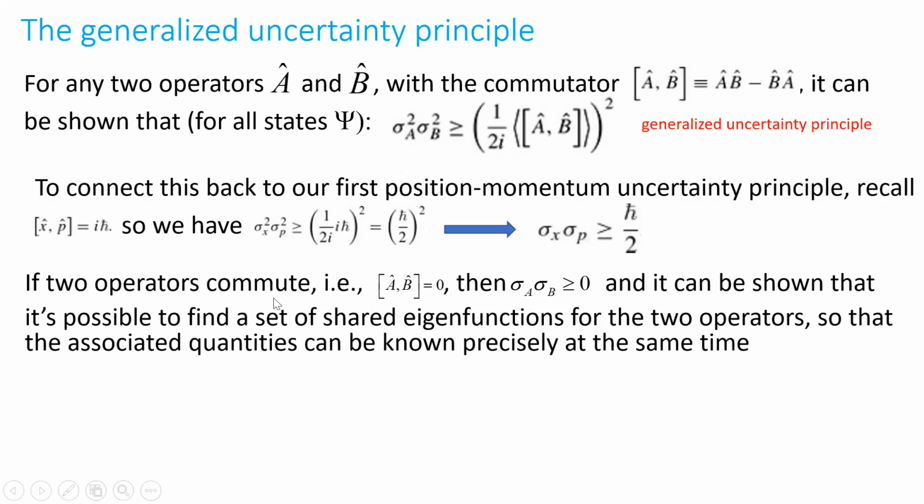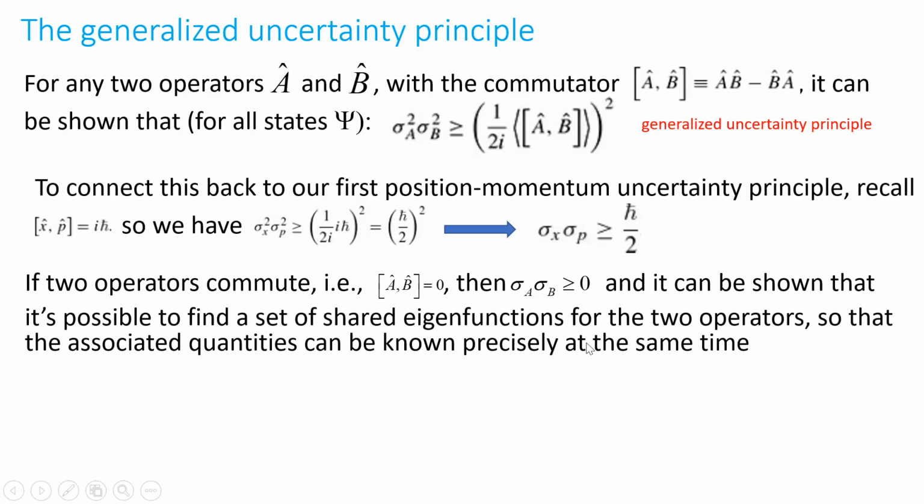If two operators commute, and by commute we mean their commutator is 0, then looking at this expression, we would have sigma A squared times sigma B squared is greater than or equal to 0, since the right side would be 0. So therefore sigma A times sigma B would be greater than or equal to 0. And if that's the case, it actually can be shown that we can find a set of shared eigenfunctions for the two operators. Each operator would have its own set of eigenfunctions, but we can choose the eigenfunctions so that they're a common set, so that the associated observables A and B can each be known precisely at the same time.